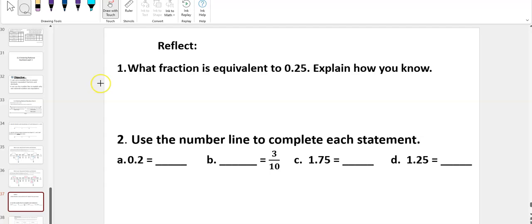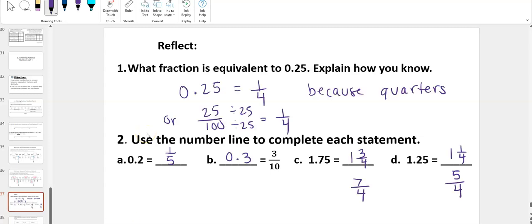All right, let's see if you can reflect on these two questions. What fraction is equivalent to 25/100? How do you know? And then you can use the number line on your previous page to complete each statement. 2/10 is the same as what fraction? If you can do it without looking back at your number line, that would be even better. But I understand we may not have these memorized yet. 3/10 is the same as what decimal? 1.75 is the same as what fraction? And 1.25 is the same as what fraction?